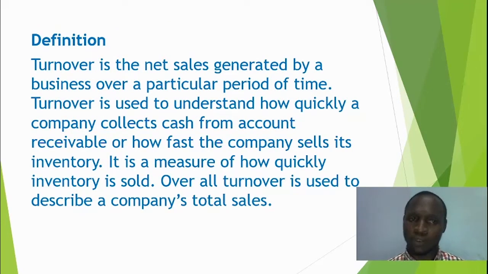Our definition of turnover says that it is the net sales generated by a business over a particular period of time. An accounting year usually starts from the beginning of the year, which is January, and closes at the end of the year. The trading account is usually prepared at the end of the year. From there, they can tell if a business is making a profit or loss from the trading account. Turnover is concerned with the sales that a company or a firm is able to make in a particular period of time, which is usually a year.